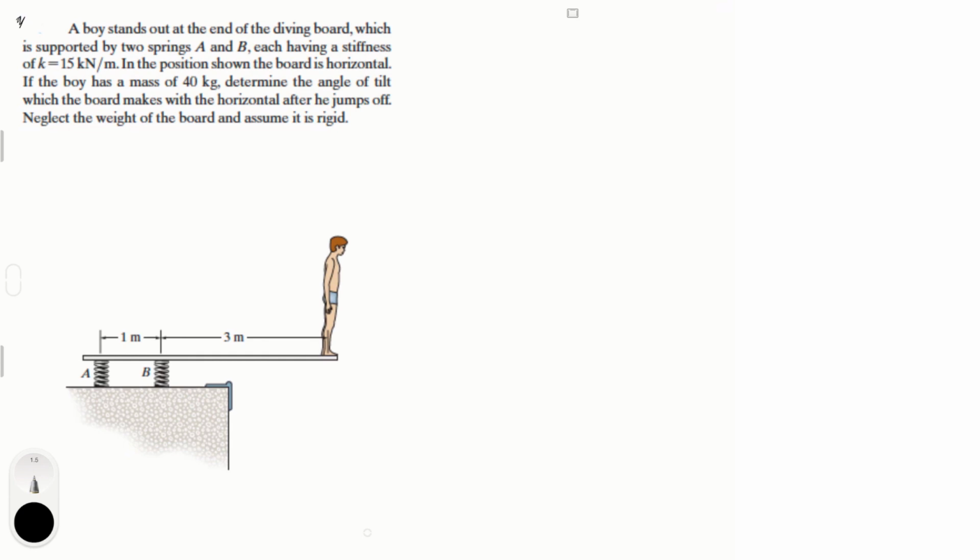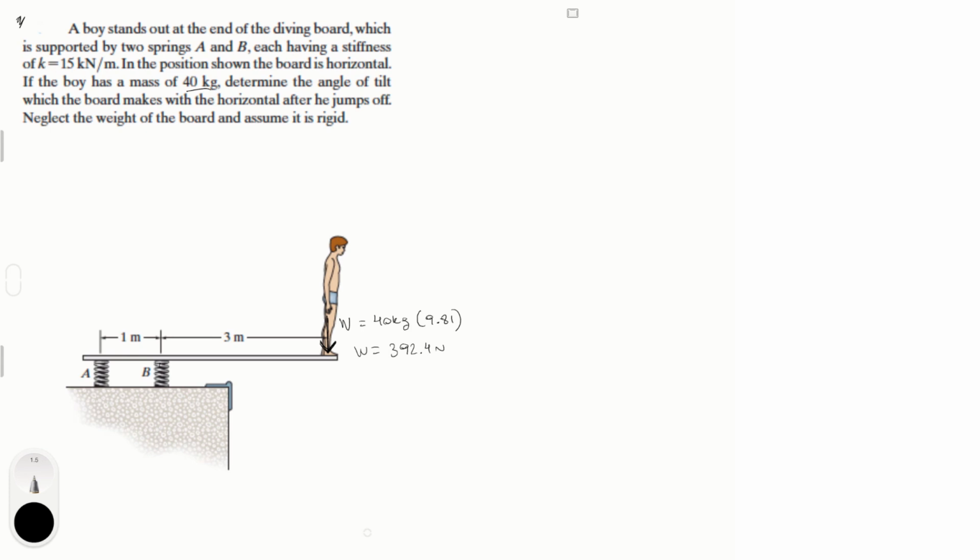To do this problem, we're gonna say that the boy is creating a force, let's call it W for his weight, and it is equal to the 40 kilograms, which is given in the problem, times the acceleration of gravity, which is 9.81 meters per second square, which means that the weight is equal to 392.4 newtons.